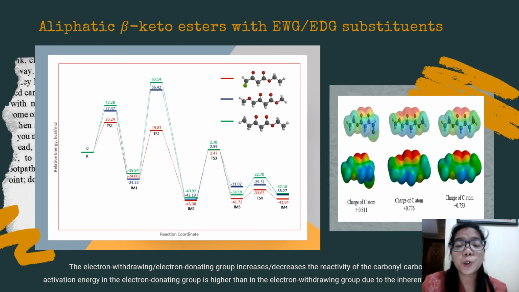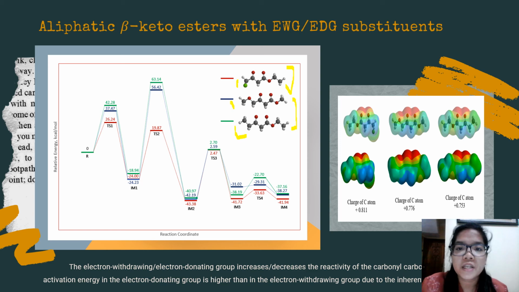Furthermore, substituent groups can also be electron withdrawing or electron donating. In this case, for electron withdrawing, we have Cl, and for electron donating, we have O-methyl and methyl groups. As shown in the figure, the influence of the substituent is notable on the amount of energy required to form IM1, or the intermediate one. As the Cl substituent withdraws more electron density, the C atom of the polarized C=O bond becomes more positive through the inductive effect, thus making the carbonyl carbon more reactive.